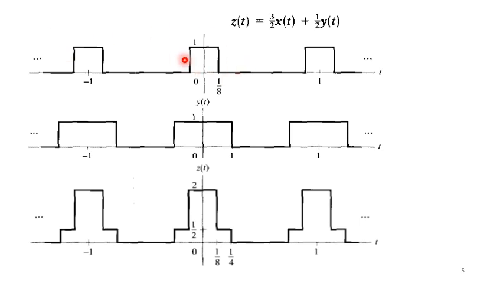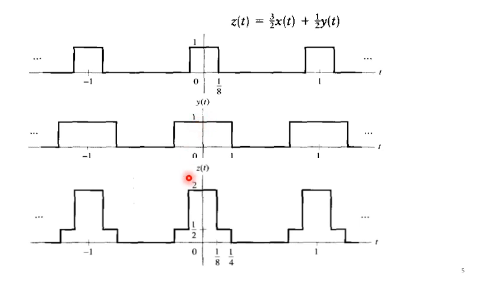So if we add the two signals, it's very straightforward. You see that x of t has amplitude of 1 from minus 1 by 8 to 1 by 8, right? And y of t has value of 1 for this range. So we just do piecewise addition, you understand.